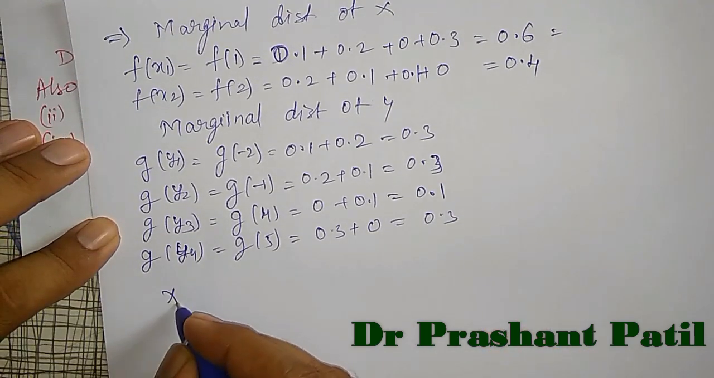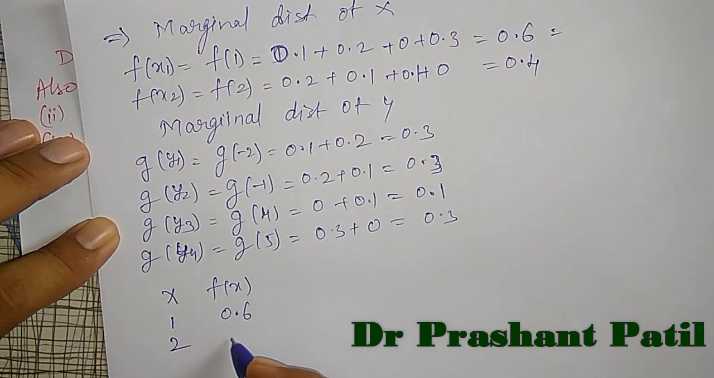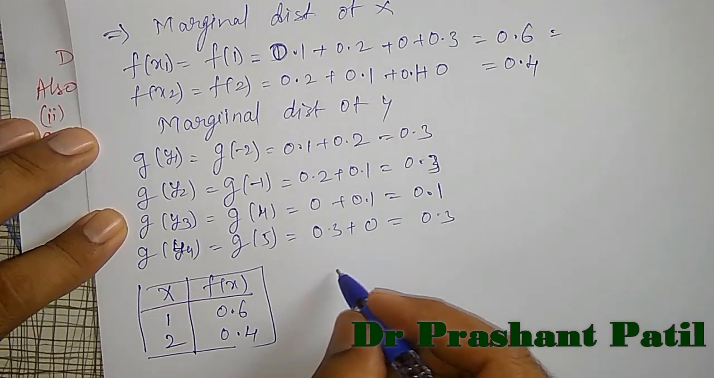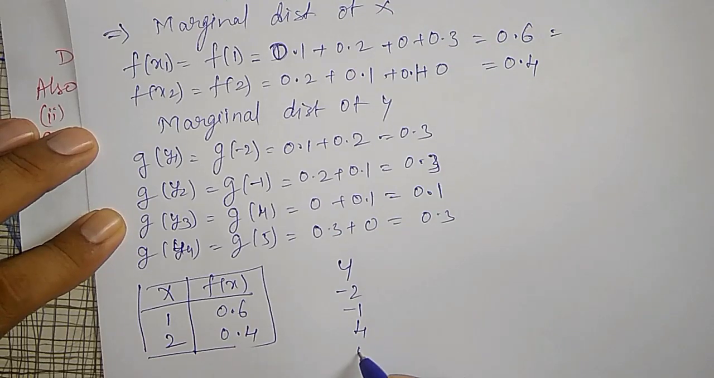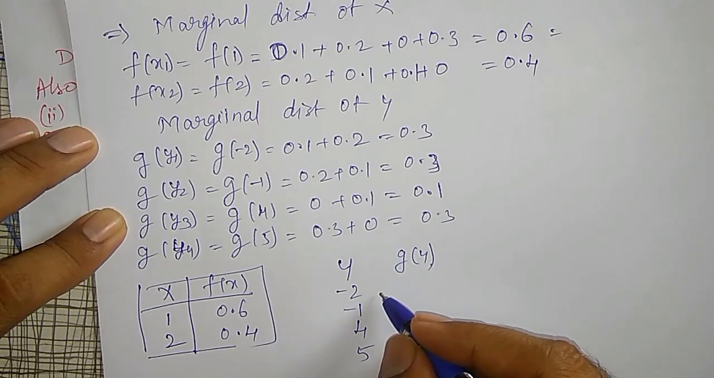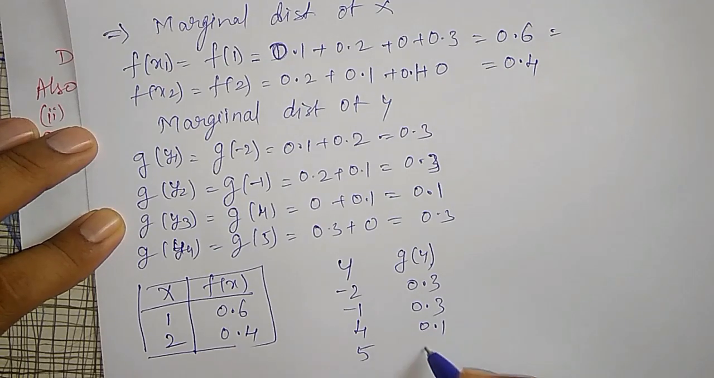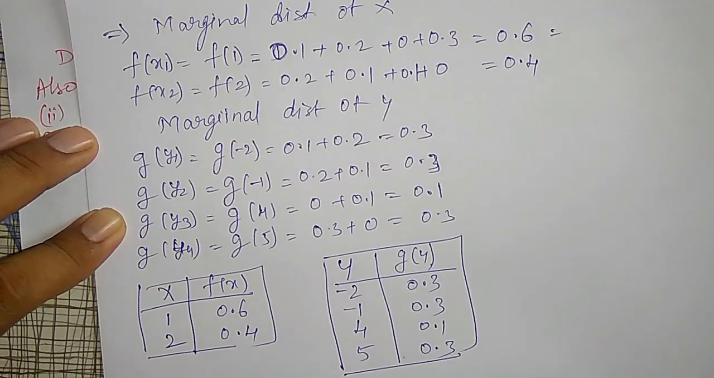That is x, f of x value, it is taking 1 and 2. Corresponding marginal distributions are 0.6 and 0.4. This is the marginal distribution of x. Like that, marginal distribution of y taking the values -2, -1, 4, 5. Corresponding probabilities: of -2 is 0.3, then 0.3, 0.1, and 0.3. This is the marginal distribution of y.